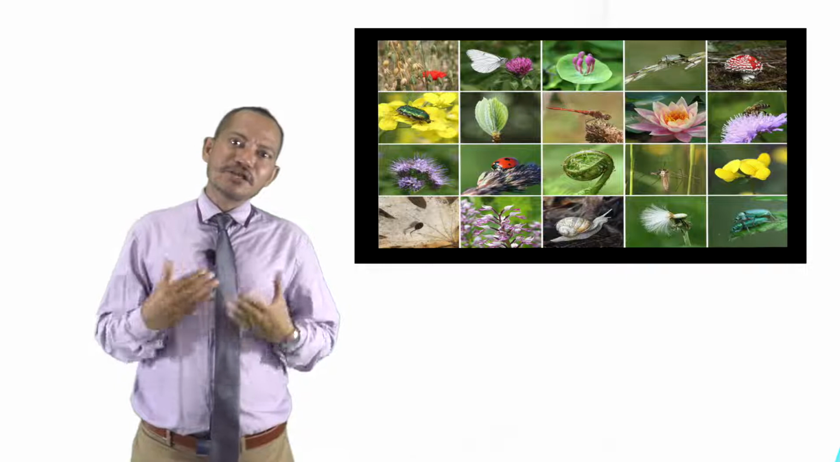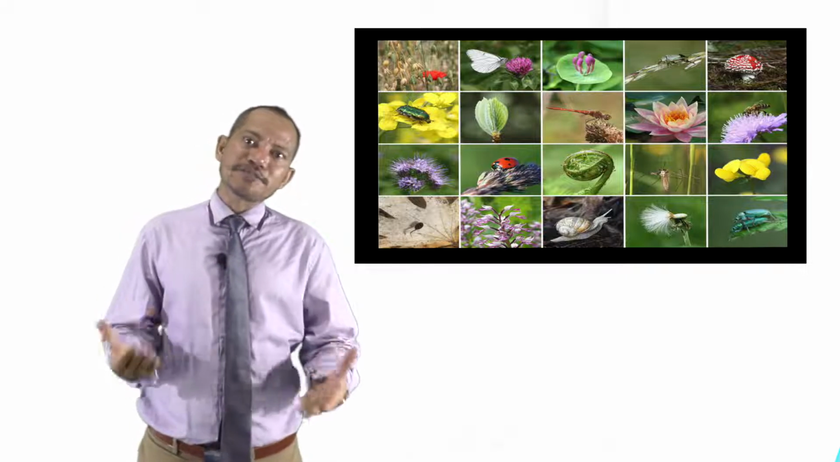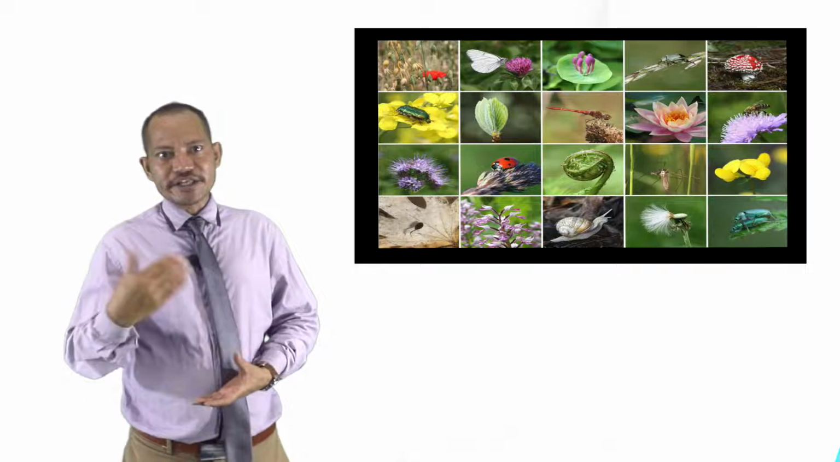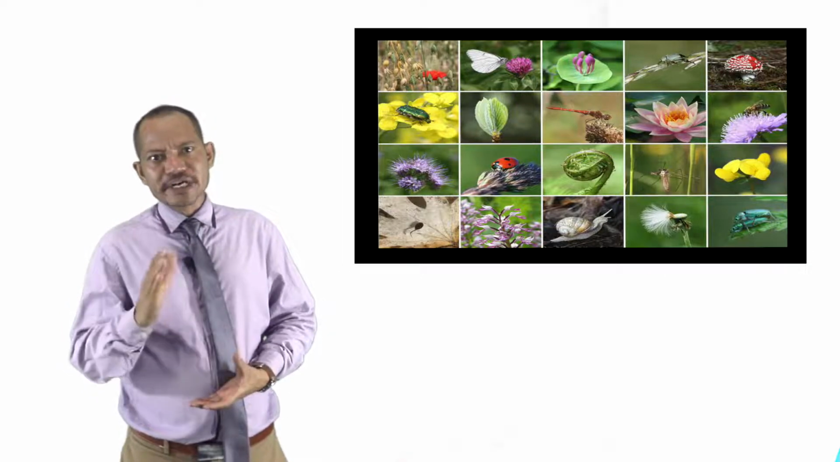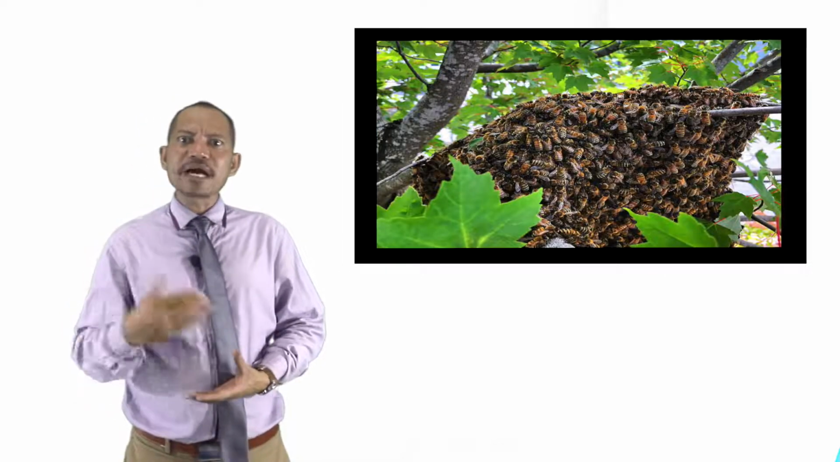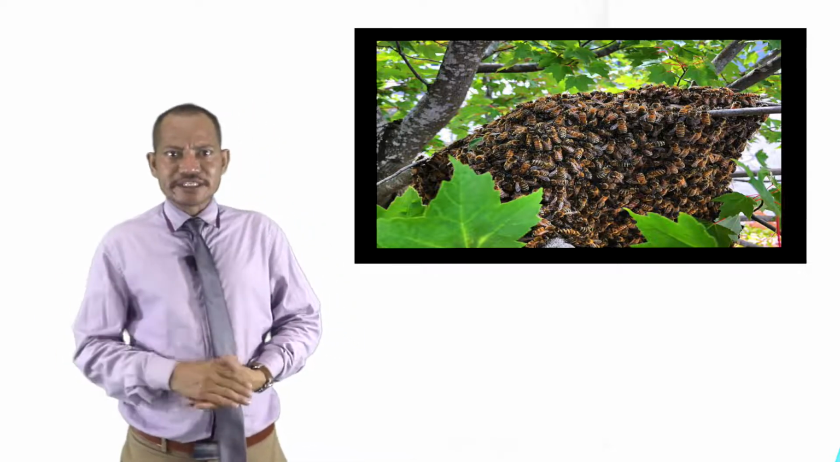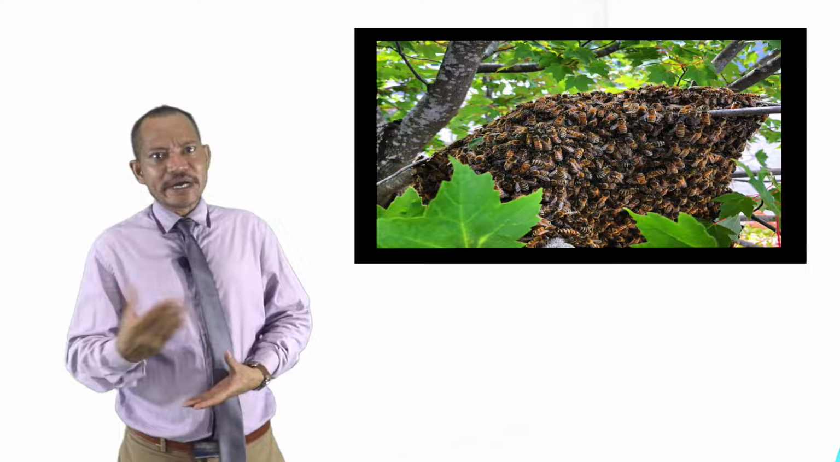There are numerous reasons why species diversity matters. Each species has a role in the ecosystem. For example, bees are primary pollinators. Imagine what would happen if bees went extinct.